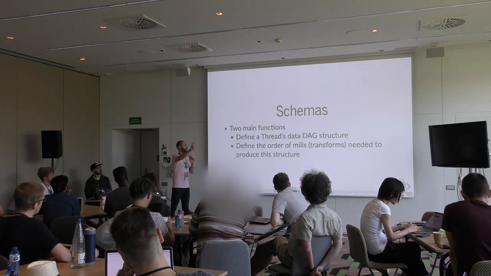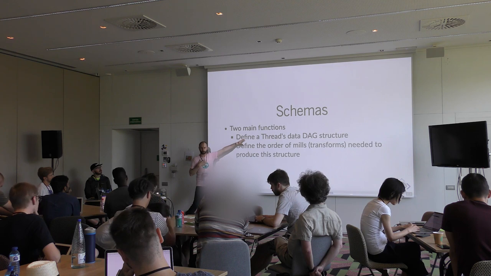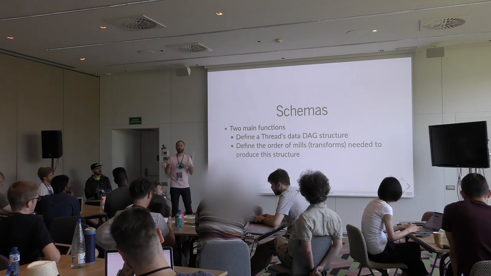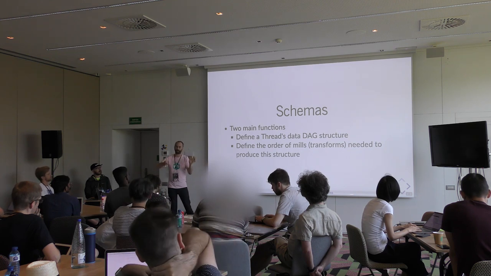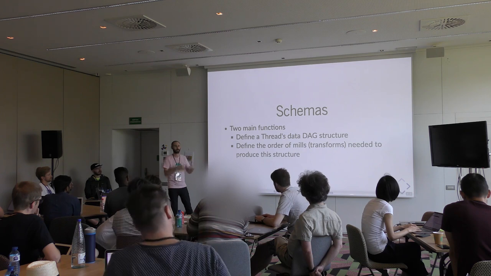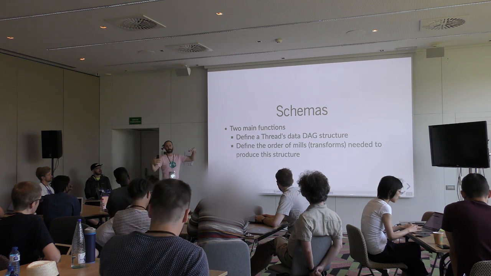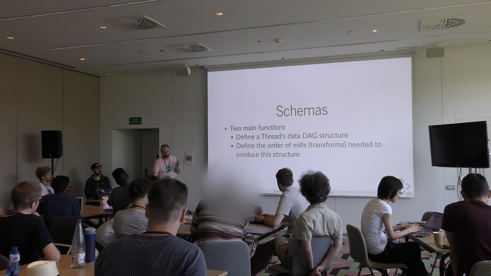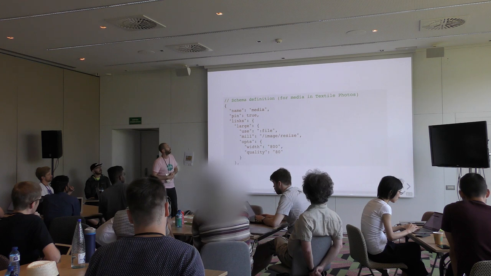Okay, so rules, schemas, that's where that comes in. Schemas do two things. They define the thread DAG structure, and then they define the order of operations or transformations that are needed to actually achieve that structure. The reason we use this DAG structure is that you can't make it so that you derive the thumbnail from the large file, which needed to be derived from the thumbnail, or something crazy like that, right? So it has to be a directed graph of operations. And then we use a cool sorting algorithm to make sure that you do things in the right order to produce the output that you want. I'm happy to go into that in more detail, but it's not very important for the purposes of today's session.